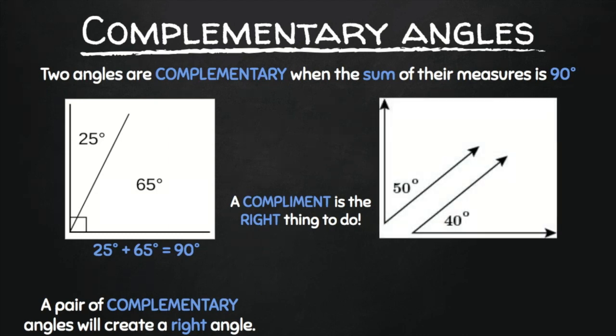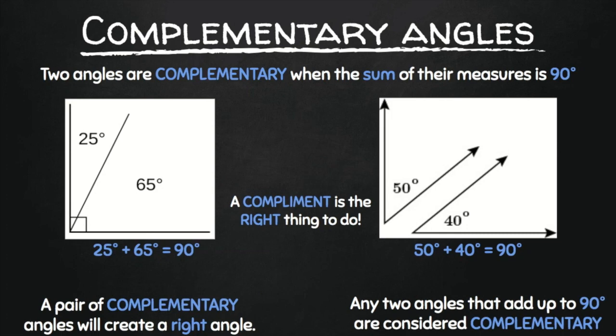Here's another example of complementary angles. They look a little bit different. However, I can prove that they're complementary because 50 degrees plus 40 degrees equals 90 degrees. So really, any two angles that add up to 90 degrees are considered complementary.